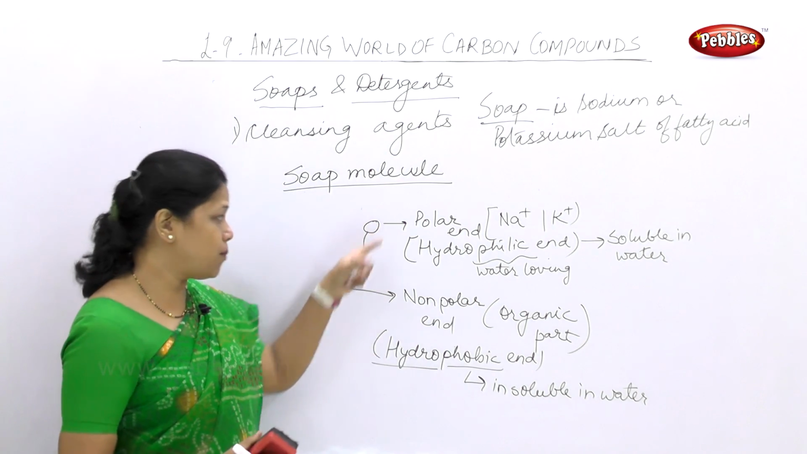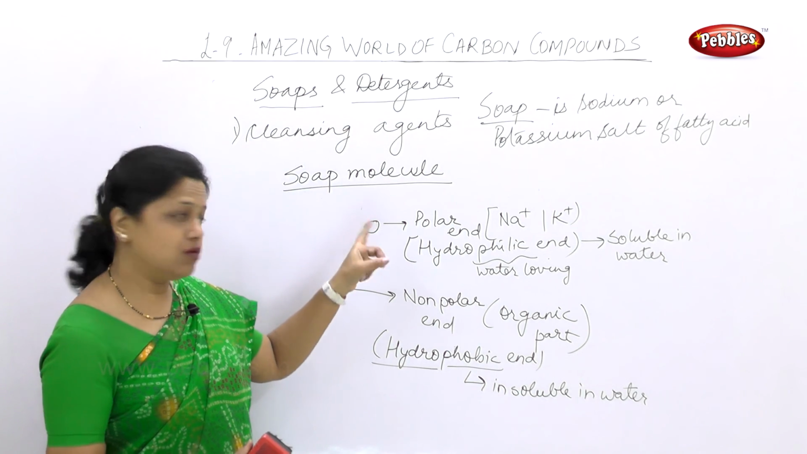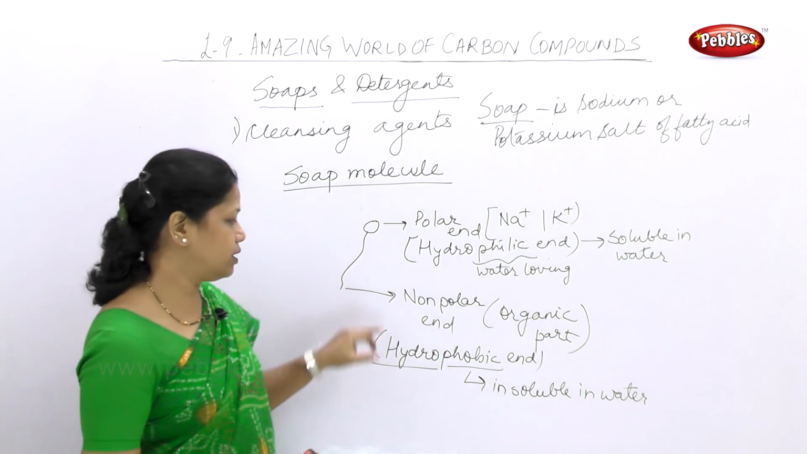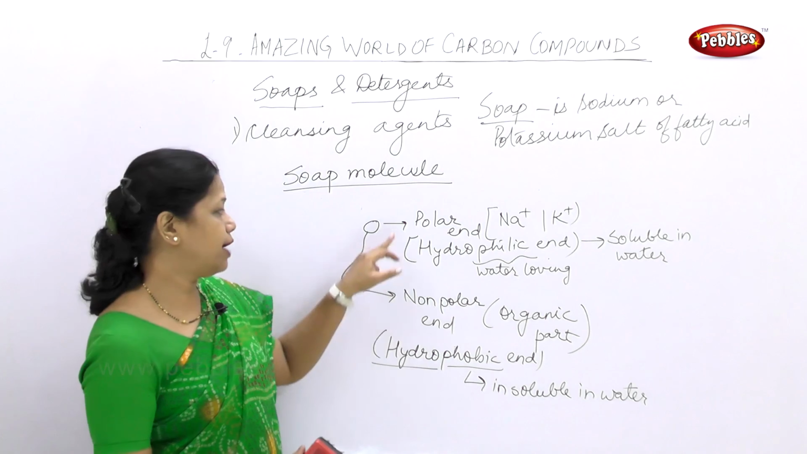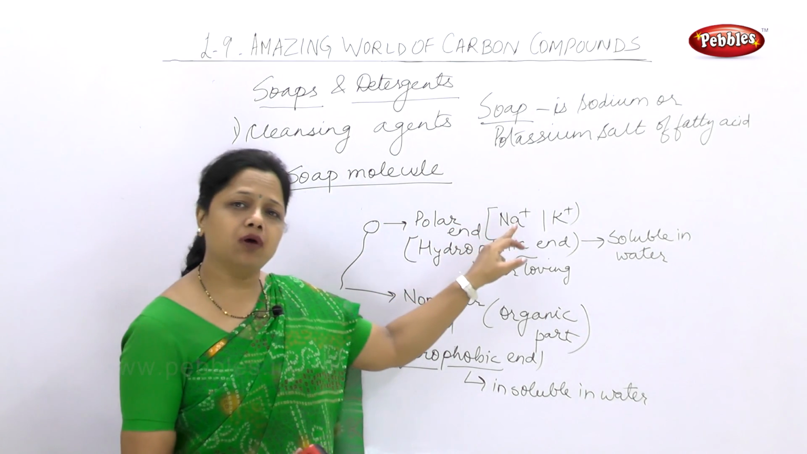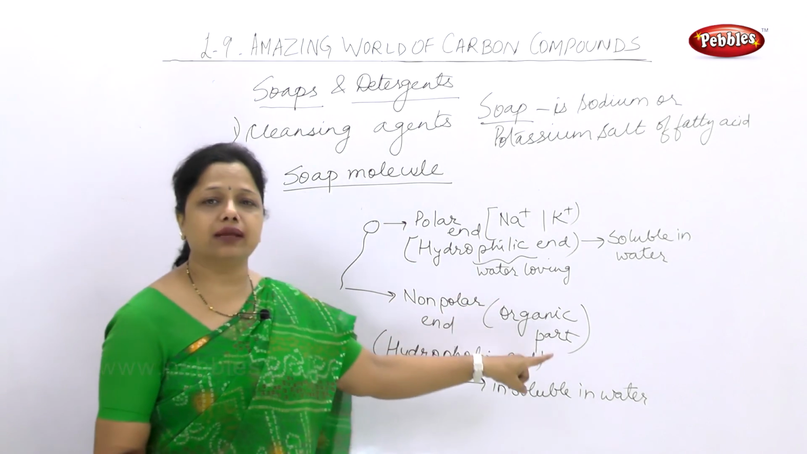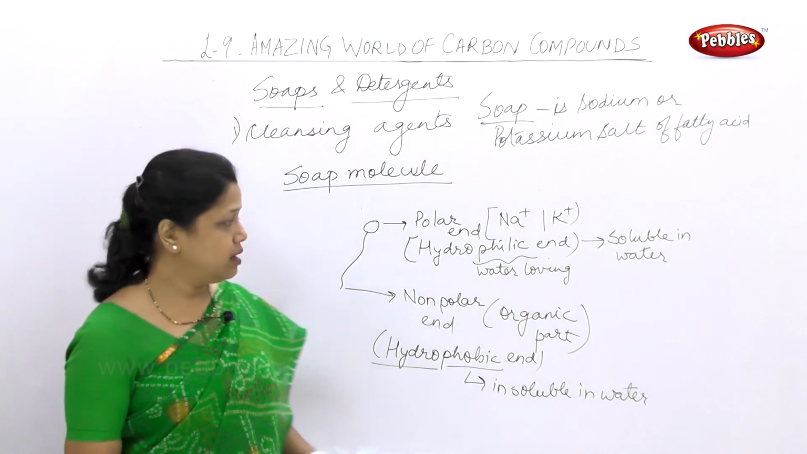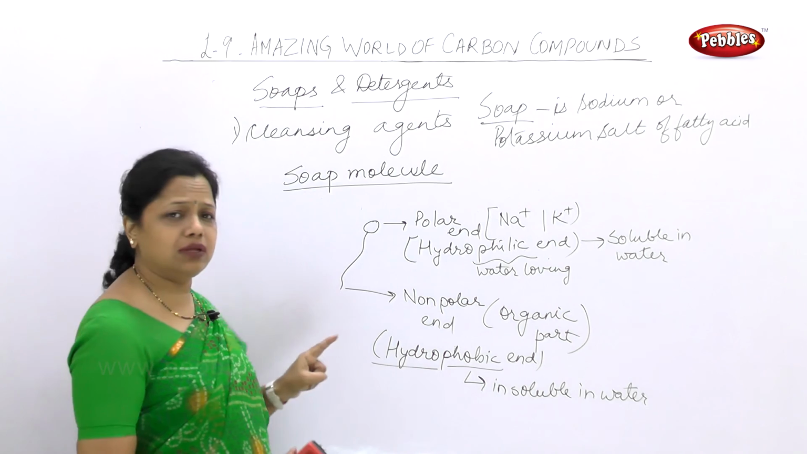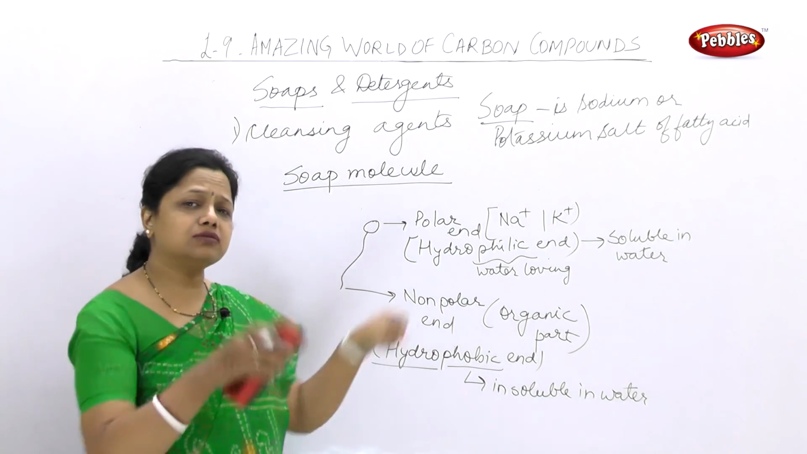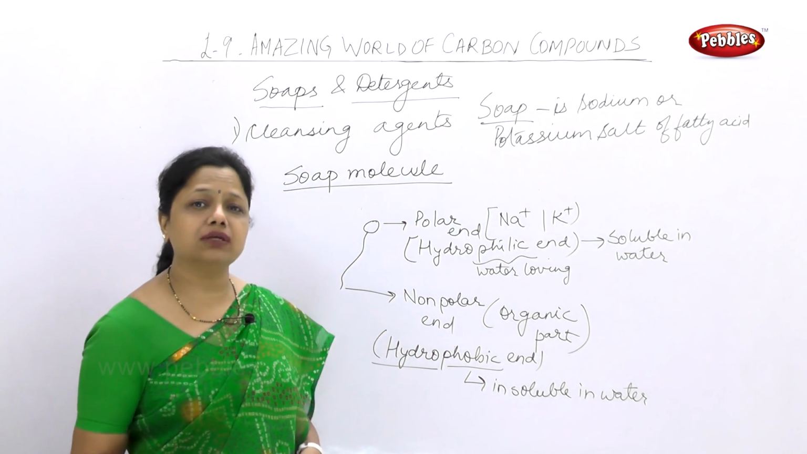Now, the two parts of the soap molecule: one is the hydrophilic end, and one is the hydrophobic end. The hydrophilic end contains the sodium or potassium salt, and the hydrophobic end is the organic part, that is the fatty acid part. Now if one molecule is like this, how will all the molecules of soap attack the dirt?